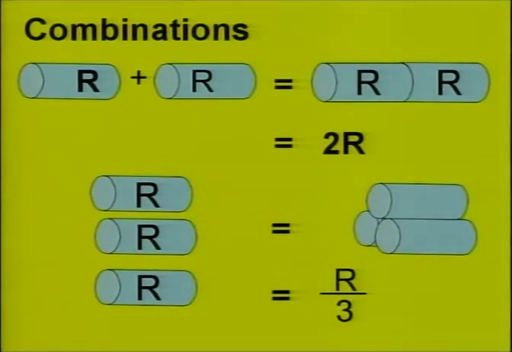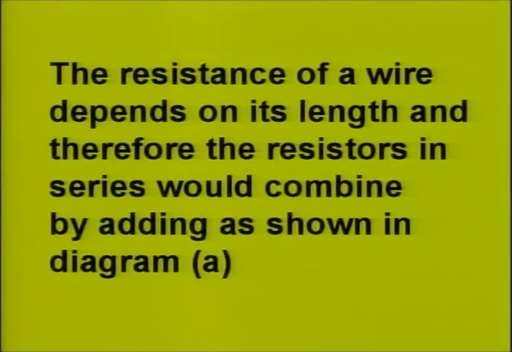Okay, shall we move on? Here is the next information. That is the resistance of a wire. It depends on the length, and therefore the resistance in series would combine by adding, as the one shown in diagram A. So from that you saw the first two diagrams.